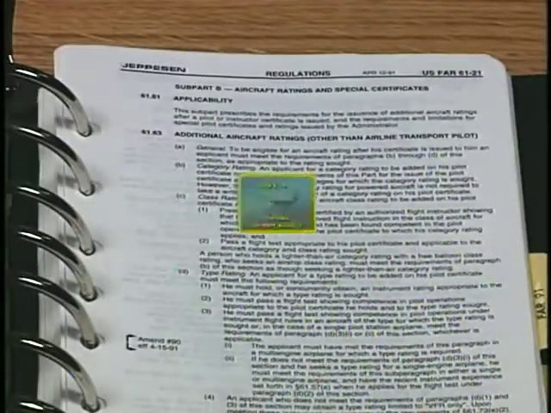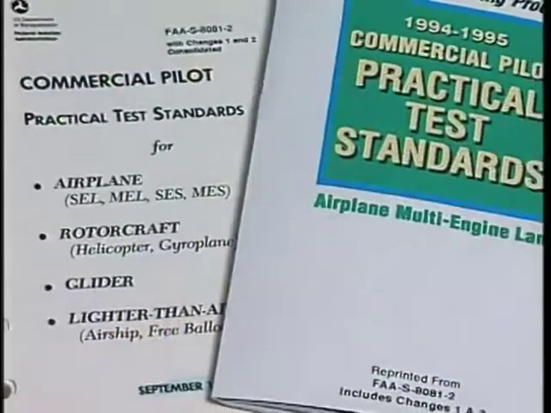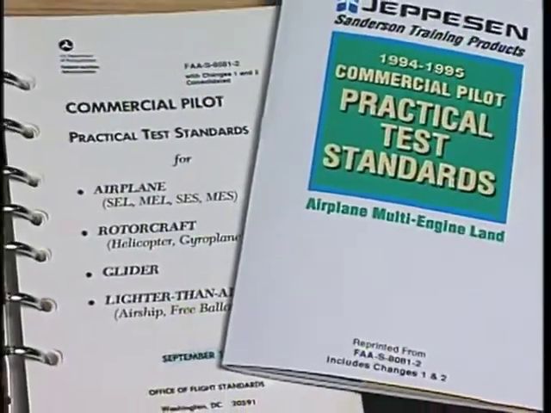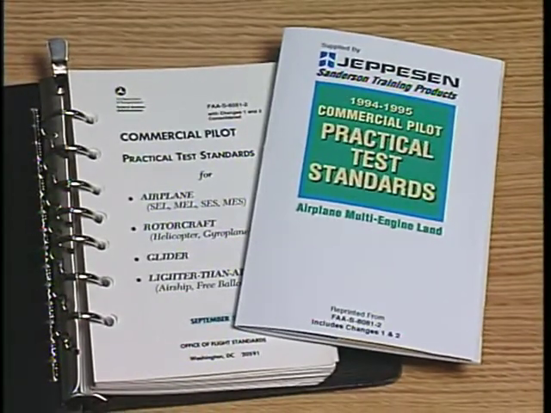The addition of a multi-engine class rating to a pilot's certificate is covered by FAR 61.63. It requires instruction in a multi-engine airplane in operations appropriate to the pilot certificate held. The operations to be covered are found in the appropriate practical test standards. At the completion of training, you must provide a logbook endorsement certifying the pilot's competency.